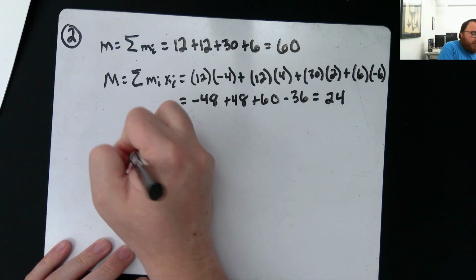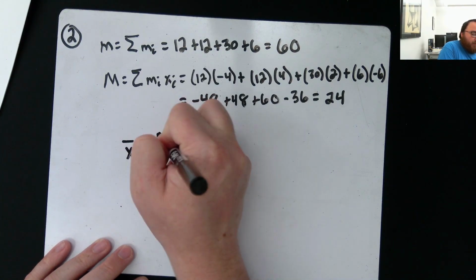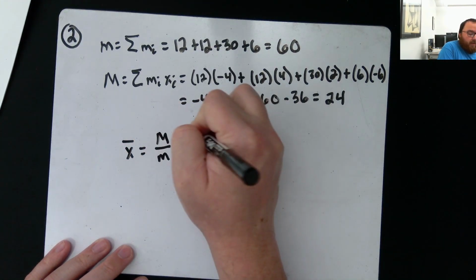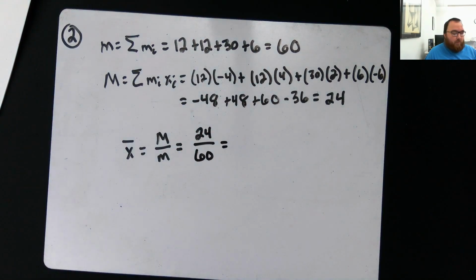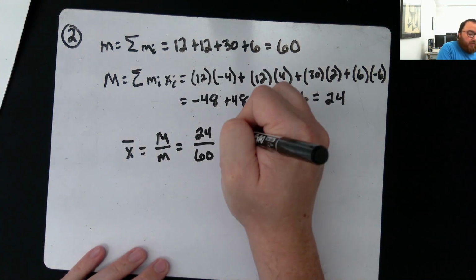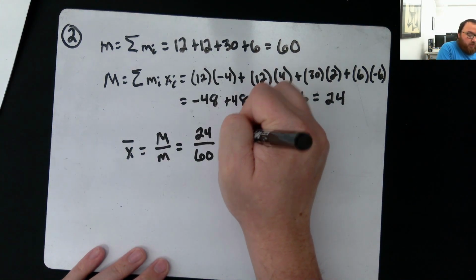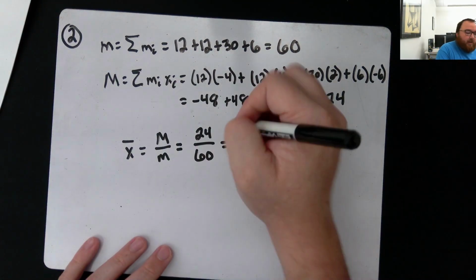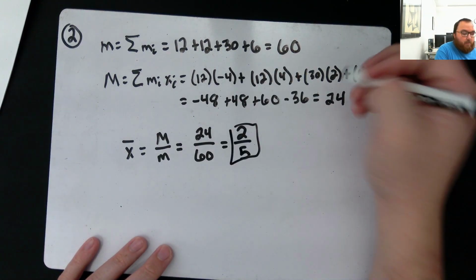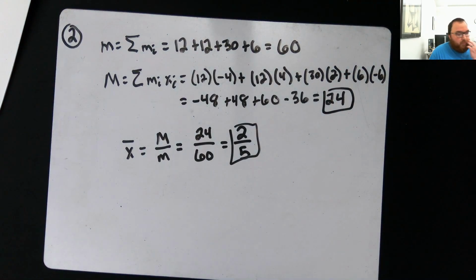So now to find the center, that's just the moment divided by the mass. The moment is 24. The mass is 60. Both of those have a factor of 12. So that's going to be 2/5. So the center of mass there is 2/5, and the moment is 24. So when it's on a straight line, it's not too bad. There's really not a whole lot of work you've got to do there. So that's if it's on a straight line.